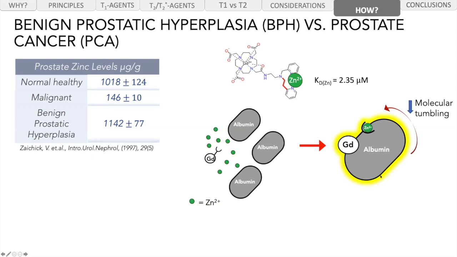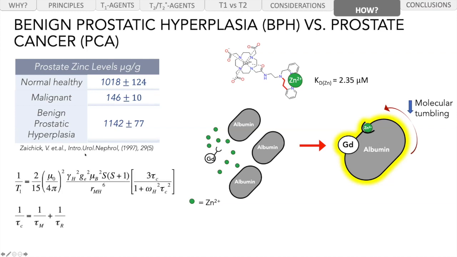Now with binding with albumin, you reduce the molecular tumbling, and that results in, again, manipulating the parameters in these equations. So the molecular tumbling is the term right here, tau r, which is the rotational correlation time. And that also in turn affects the exchange rate or the water residency time, and then ends up affecting this entire term, therefore reducing the T1 of surrounding water protons.